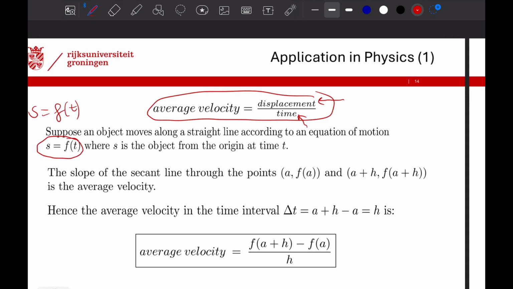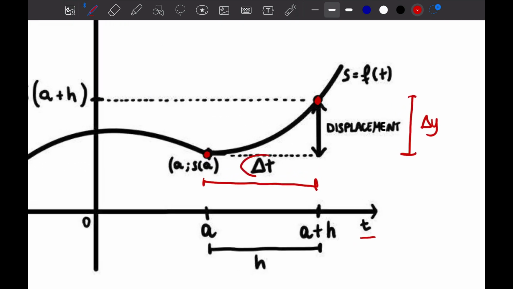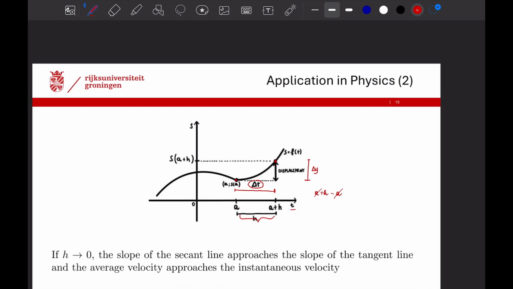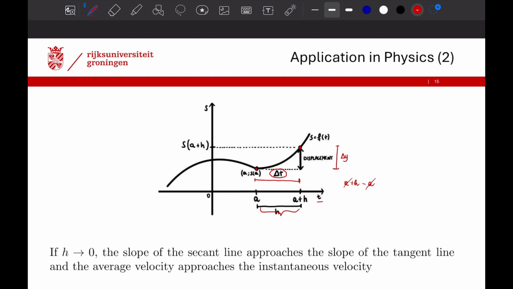The time, so the denominator, is basically how much time has elapsed between the first and the second points that I'm considering. So it's the time interval that I am interested in. So delta t would basically be a plus h minus a, that we have called h. So this is exactly what we were talking about at the beginning, but now it has been revisited. So if I want to find the slope, it's going to be displacement over time. So again, the slope of the secant line, because this line goes through these 2 points.